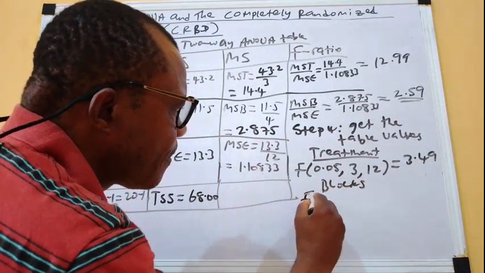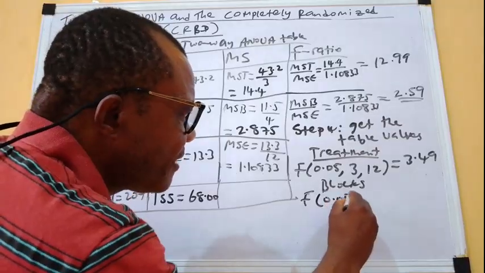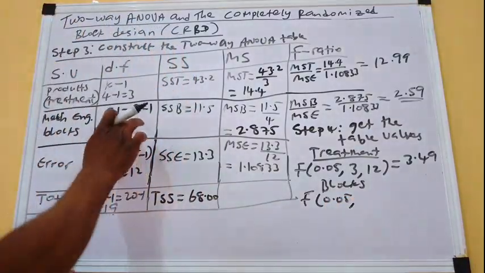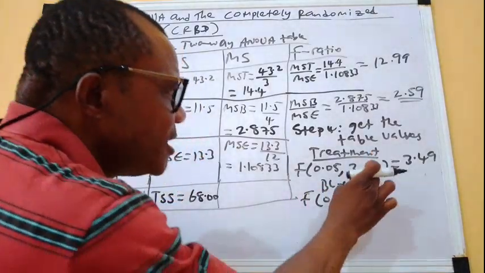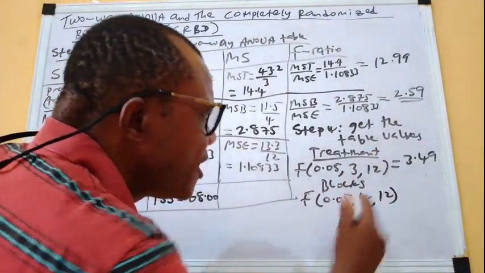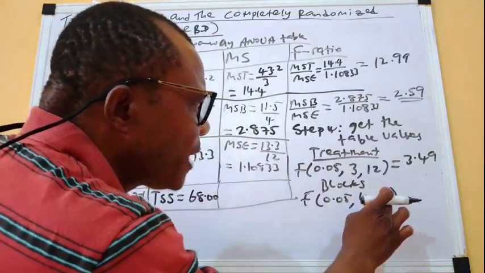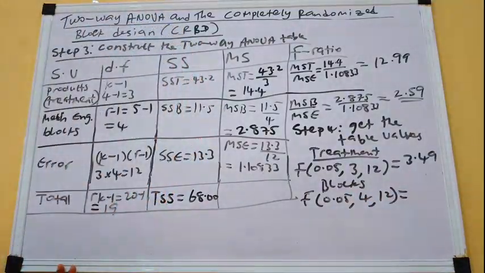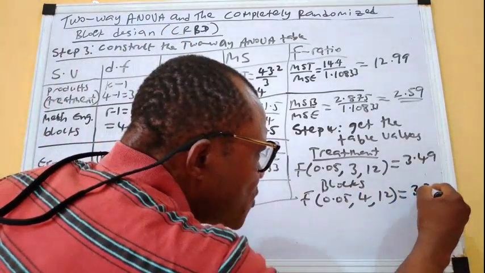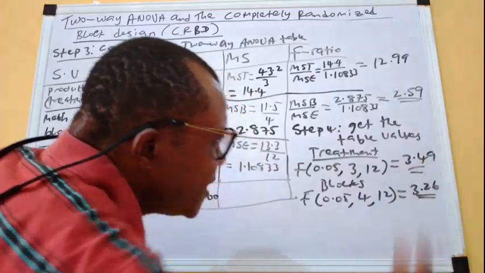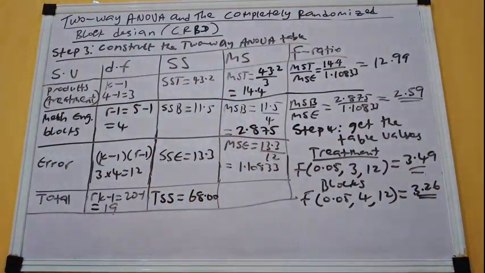Then for the blocks, our F table value will be at 0.05, the degrees of freedom for the block is 4. You still make use of the degrees of freedom for error, which is 12. So you are going to check 4 under 12 and you are going to have 3.26. So these are the 2 table values that we are going to use.